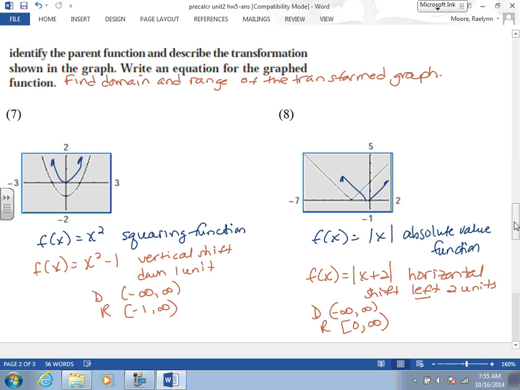Absolute value. Your parent function, your core graph, was your absolute value. It took a shift over. If you can kind of see the tick marks, these were 2, so that's 2 that way. So it took 2 the opposite way. You got to give it the +2 inside. If it affects the x, it's inside the bracket. And no domain change for that.